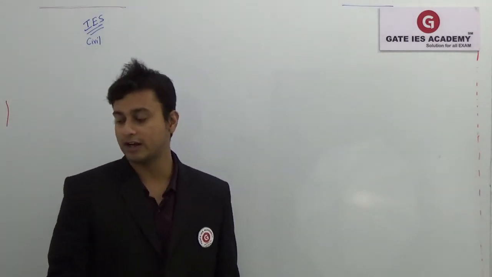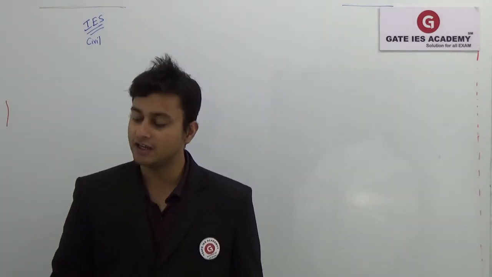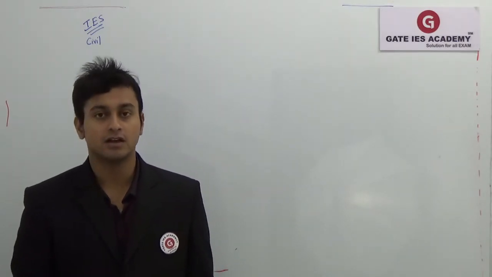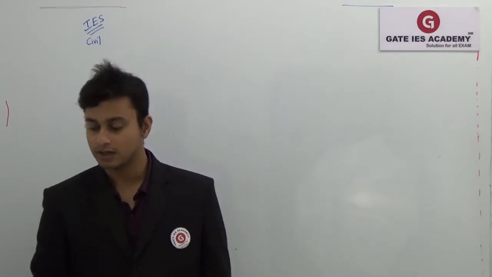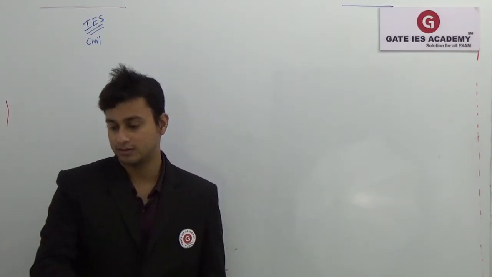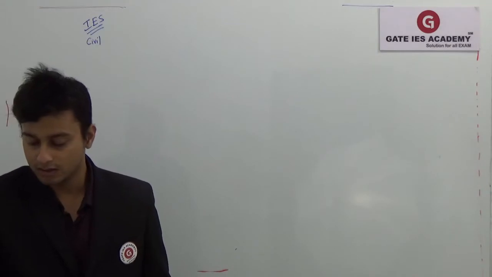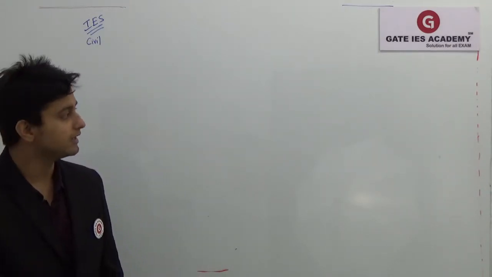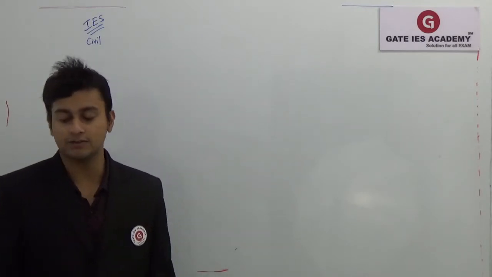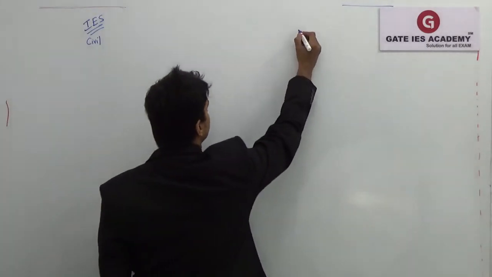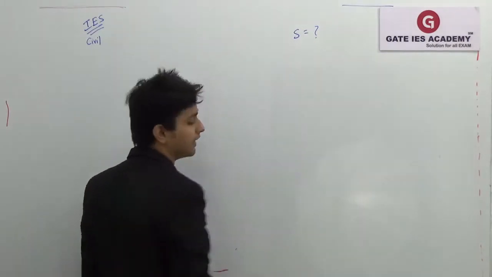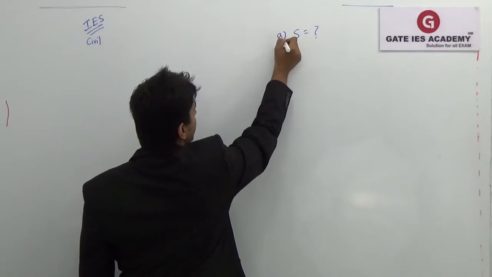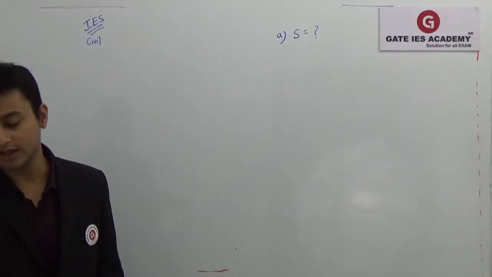Firstly, what we have to find out is A, find the degree of saturation of the specimen if GS is equal to 2.7. That is the first problem, where we have to find the degree of saturation. In the first case, what we need to find out is S equal to something.